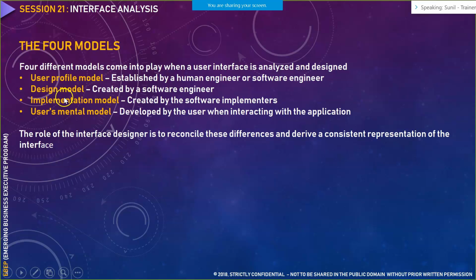The design model is how the model or the information would be designed. A few examples we just saw. Then there would be the implementation model, how the system would be coded. And then there would be the user mental model, wherein we would come up with use cases and scenarios which would help us understand how the user would be interacting with the system.